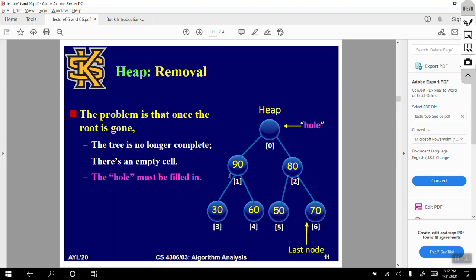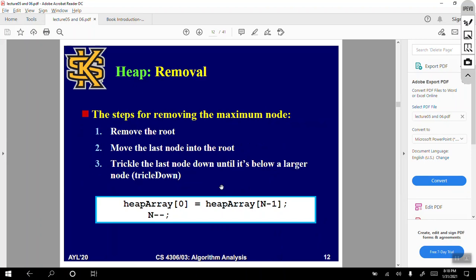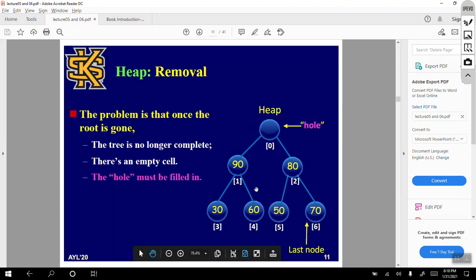For instance, we can move 90 over here or 80 over here, but in that case one of these two children will be empty, right? So this child needs to be filled from their children, and more time will be needed. But there is an efficient way. How about if we move the last node to here?